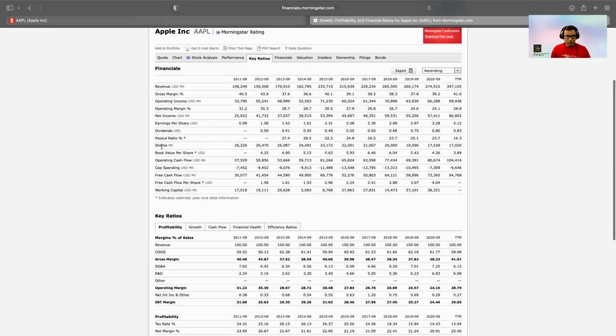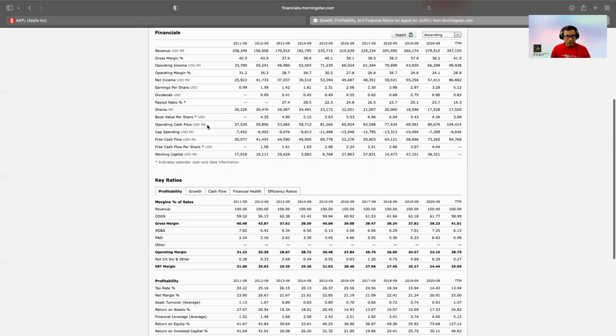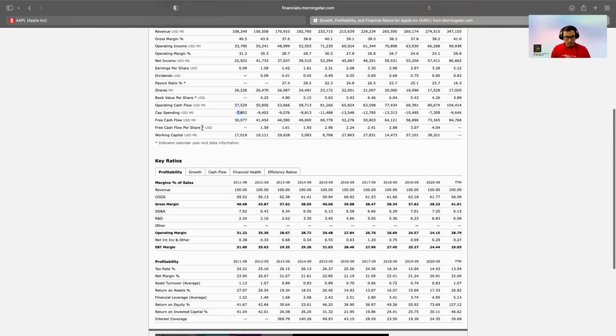Shares is the number of shares outstanding, and book value per share is the book value divided by the number of shares outstanding. So this is the net asset value. Then operating cash flow is here, and capex, capital spending. Free cash flow is basically operating cash flow minus capital spending. So let's say you can put here 37 minus 7 is 30. So we have free cash flow per share, which is free cash flow divided by the number of shares outstanding. There we have working capital here.